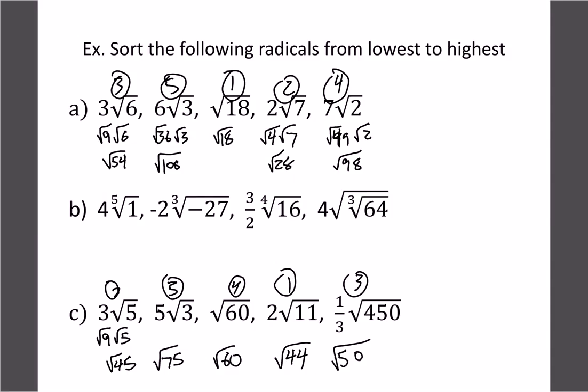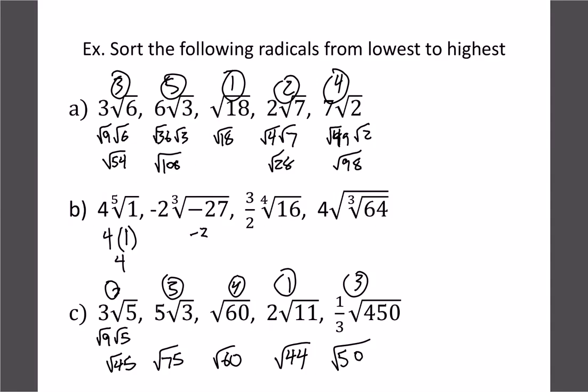To do question B, we've got fifth roots, cube roots, fourth roots, we've got all kinds of roots going on. We can't compare those. They got to be the same type of root to compare. But in this case, it's sort of a special case because they actually simplify to whole numbers. So the fifth root of 1 is just 1. 1 times 1, however many times, just gives you 1.